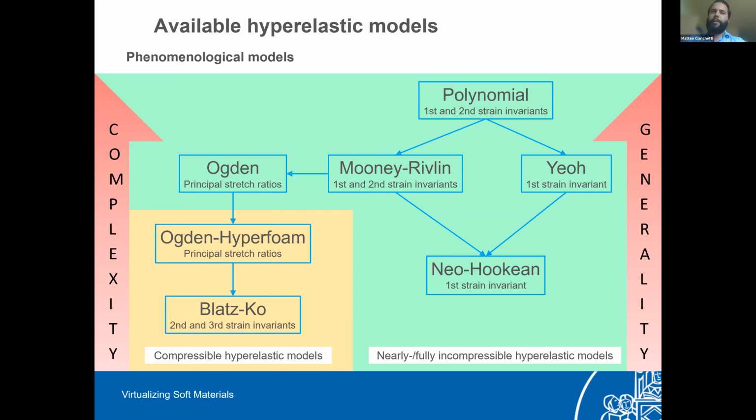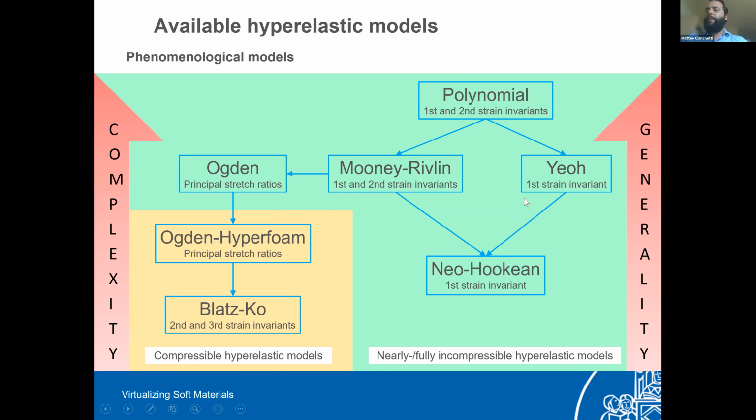Then there are also others that are more based on statistics, but today we don't have enough time to see all of them in detail. They rely on the first strain invariant, or on principal stretch ratios. They are suitable for nearly or fully incompressible hyperelastic models. These are in the green area. And these other two for more compressible hyperelastic models.